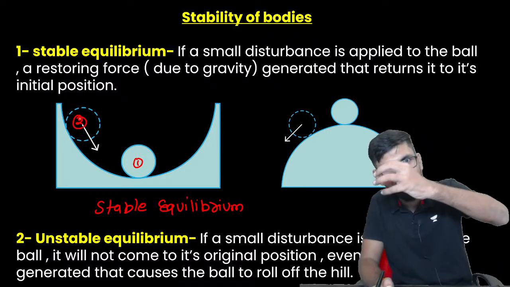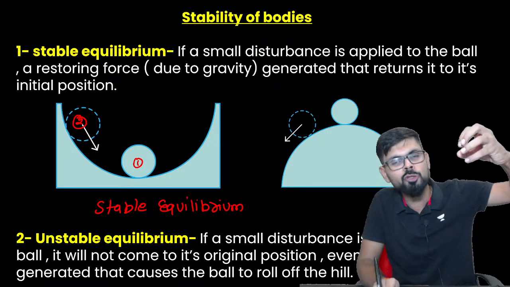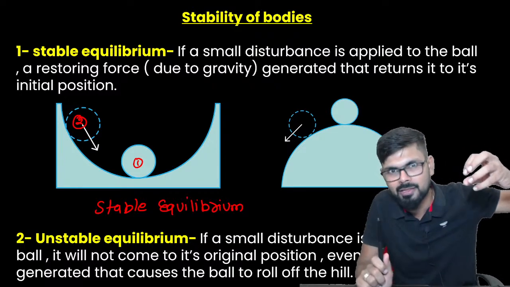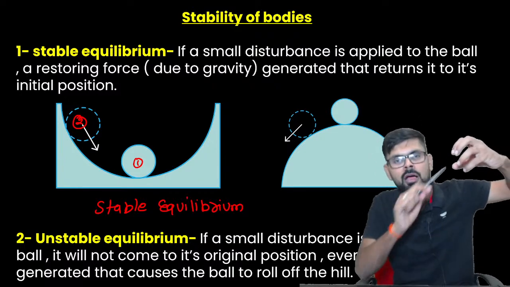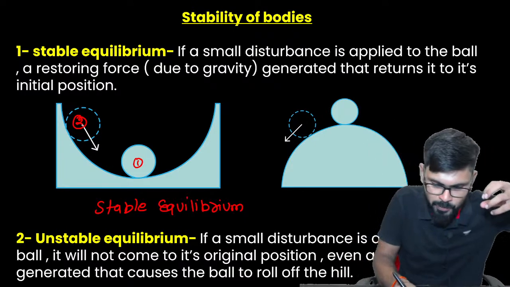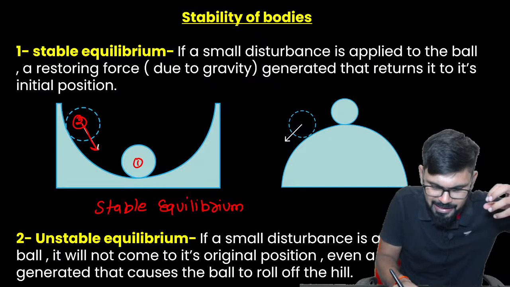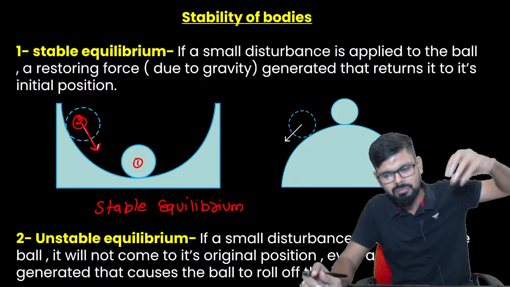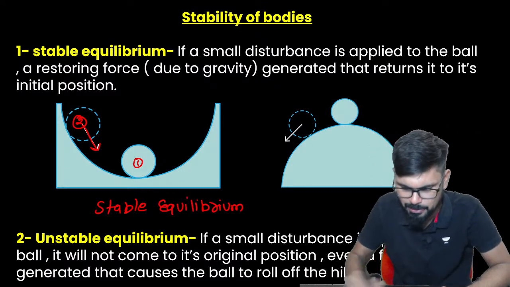So whenever we move from one state to another, automatically one force will start acting in this direction due to gravity. I am not doing anything. So it will come back to its original position. This is a stable equilibrium.